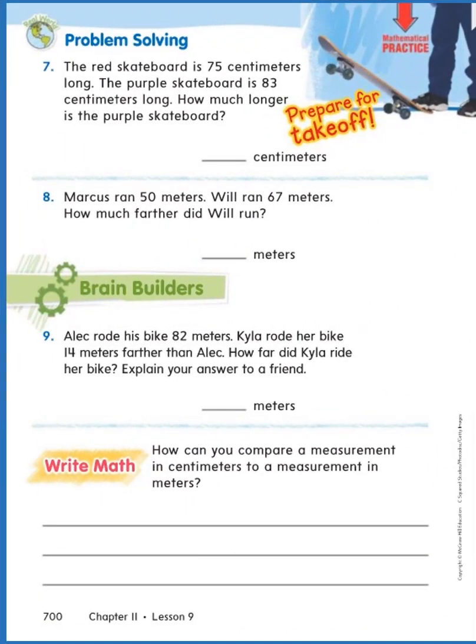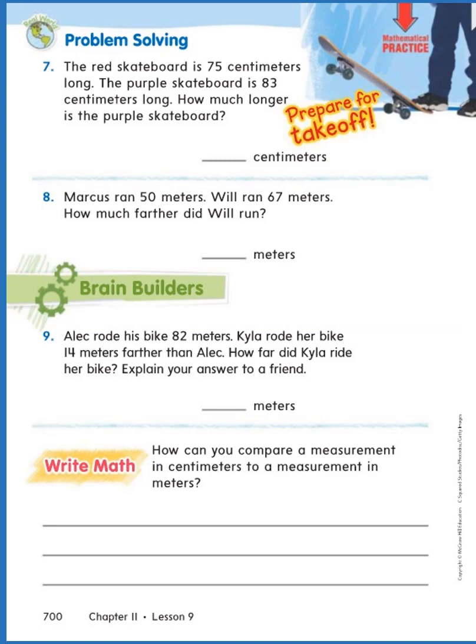Now for this part, you're not going to need your ruler. Number 7 says the red skateboard is 75 centimeters long. The purple skateboard is 83 centimeters long. How much longer is the purple skateboard? Okay, so you should be underlining and circling. And remember, we're comparing, which means that we're going to be subtracting here. We want to know how much longer one is than the other. Put the big number on top and just subtract, and you've got your answer. And make sure you write it on the line.